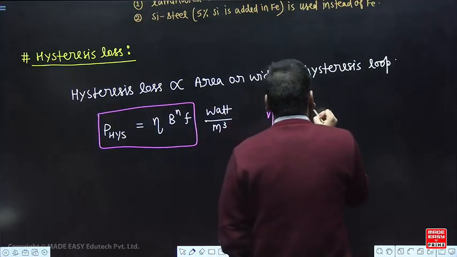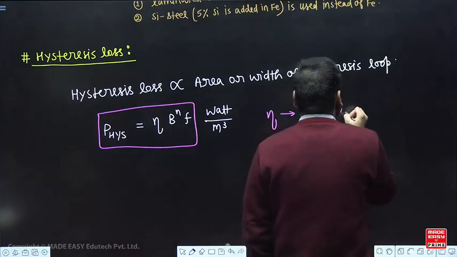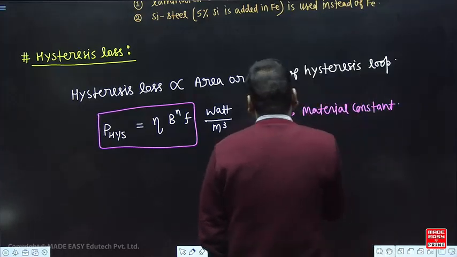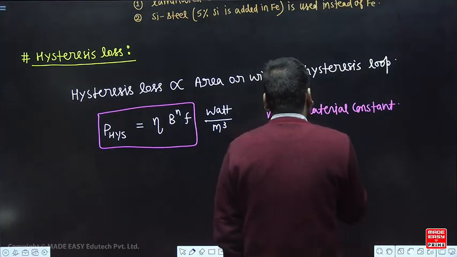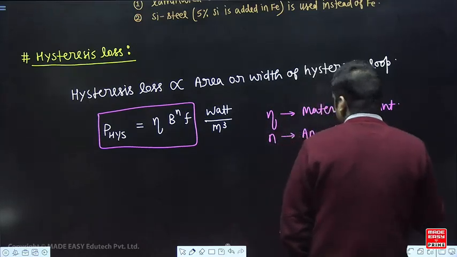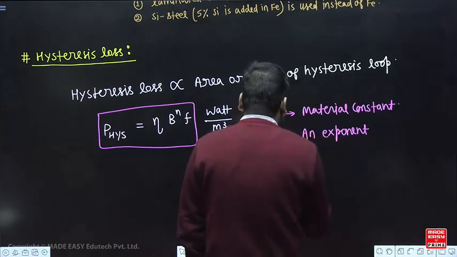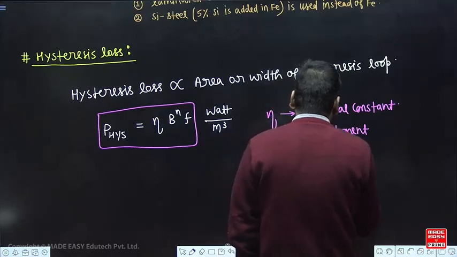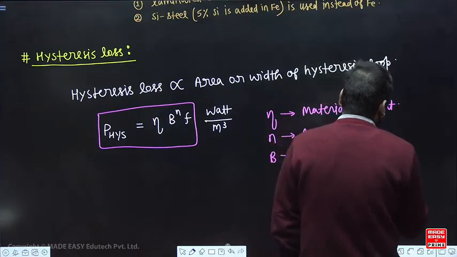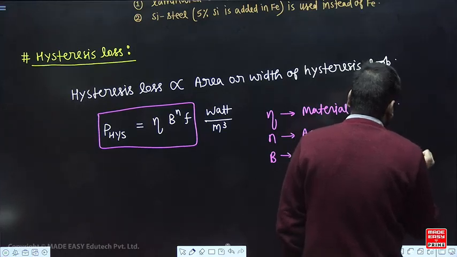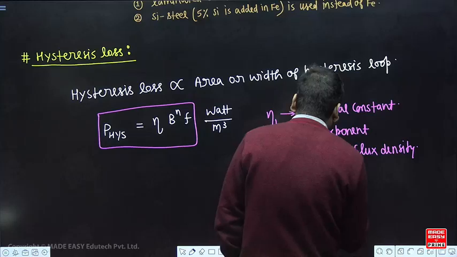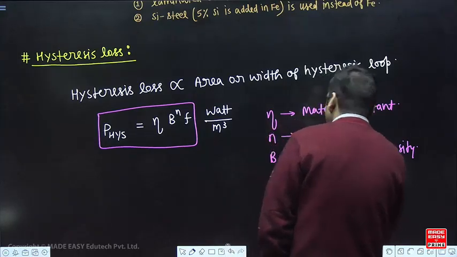Eta is a material constant. N is an exponent, it is also a constant. B is magnetic flux density. And F is frequency.